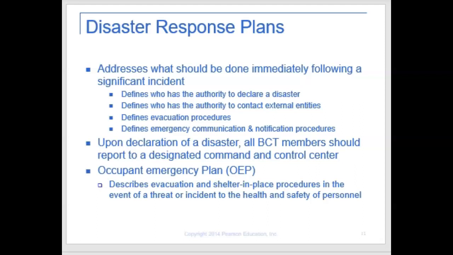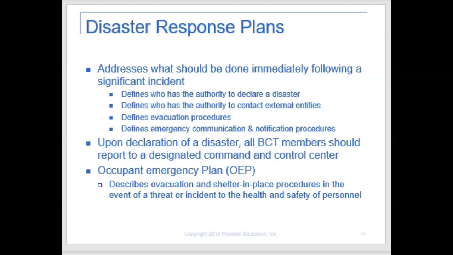So this response plan should define the organizational structure, the roles, the responsibilities, and even designate command, control, communications, and alternate work sites. Okay, so for command and control, as soon as the disaster is declared and the BCP is activated, all of these members should report to a command and control center. Sometimes it's called a war room or something. It's just a co-located place where everybody gathers.